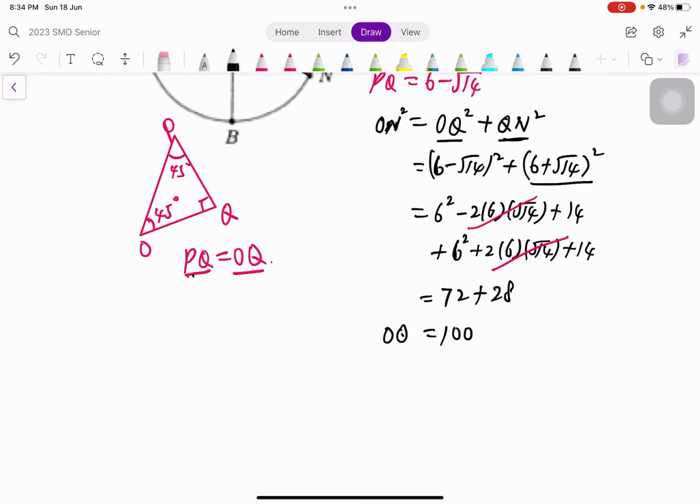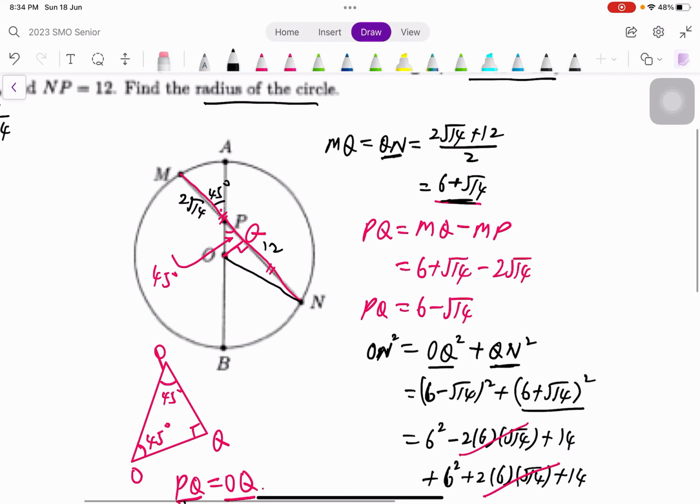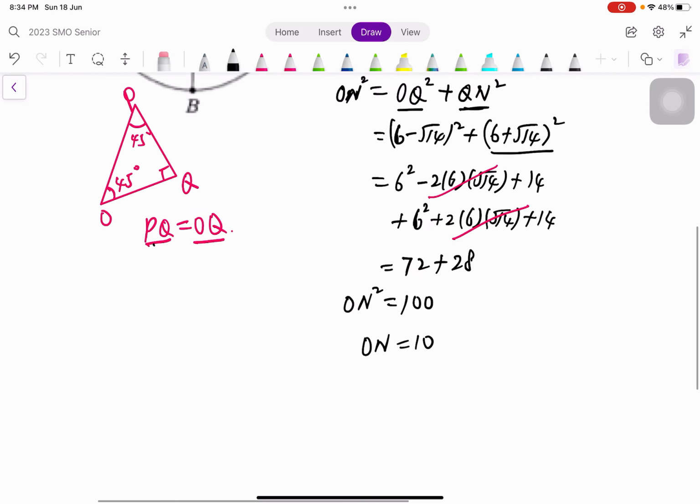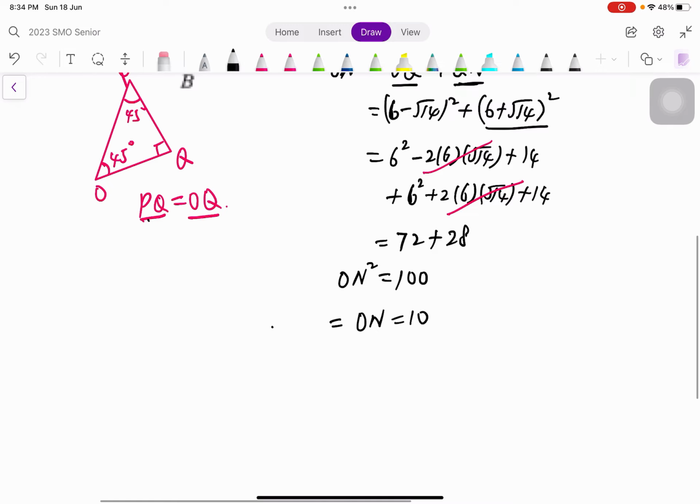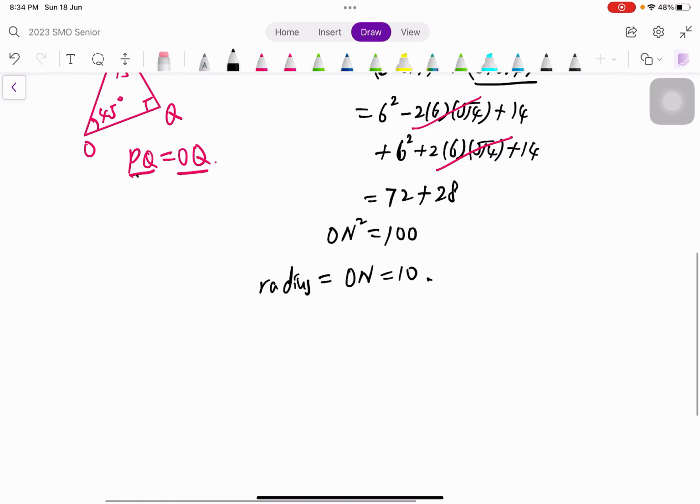That is ON squared. All right, ON squared. And therefore, ON would be just equal to 10. That is the radius of the circle. Therefore, the radius is just equal to 10. That's it.